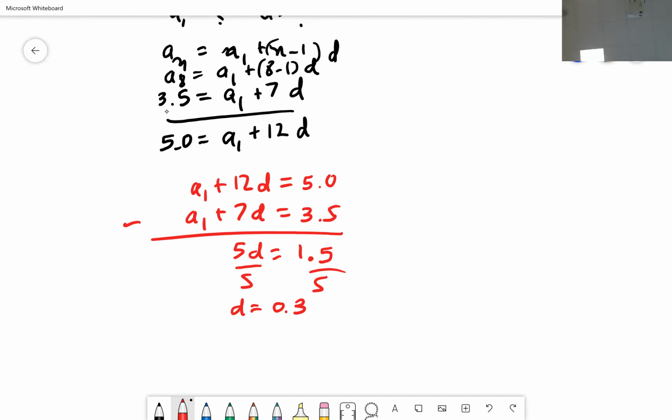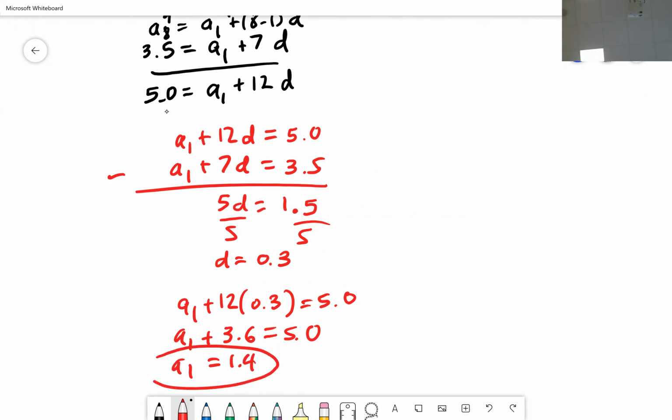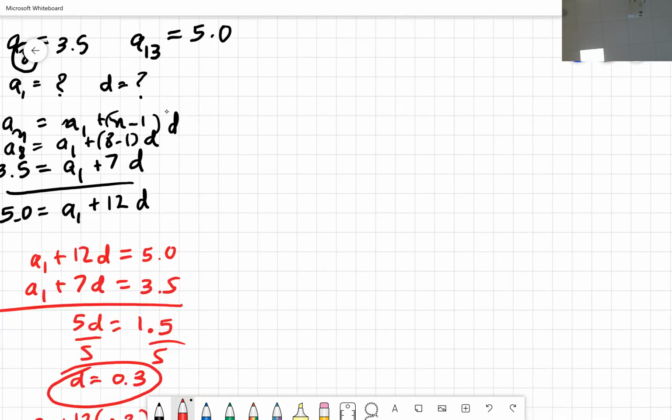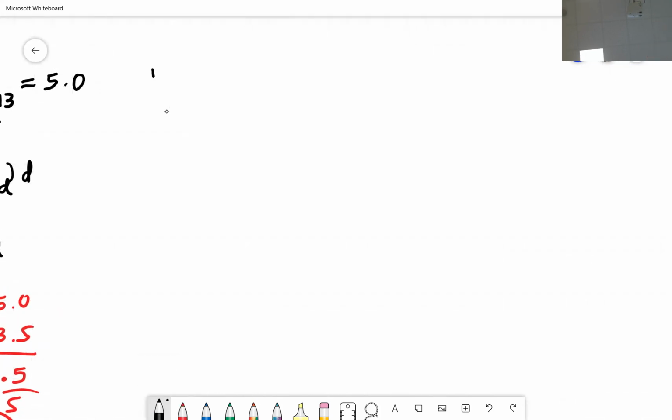Armed with this, you can say a sub 1 plus 12 times 0.3 equals 5.0. 12 times 0.3 is 3.6, so a sub 1 plus 3.6 equals 5.0. Subtract both sides by 3.6, you get 1.4. And this is your first term, and this is your common difference. And now the last one, number 11, I'll do it next to that number 10, and if I have enough time, I'll do Pascal's.